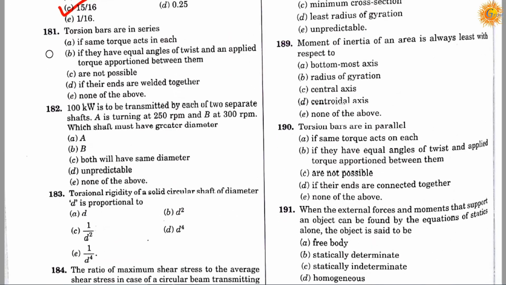Question number 181. Torsion bars are in series: option A, if the same torque acts in each; option B, if they have equal angles of twist and an applied torque is apportioned between them; option C, are not possible; option D, if their ends are welded together; and option E, none of the above. The correct answer is A. Torsion bars are in series if the same torque acts in each.